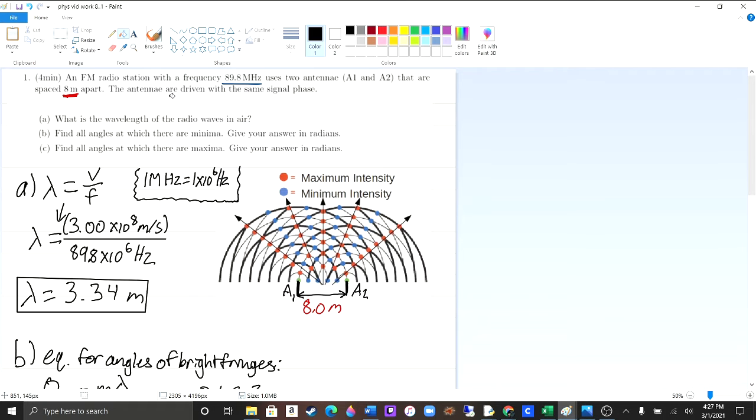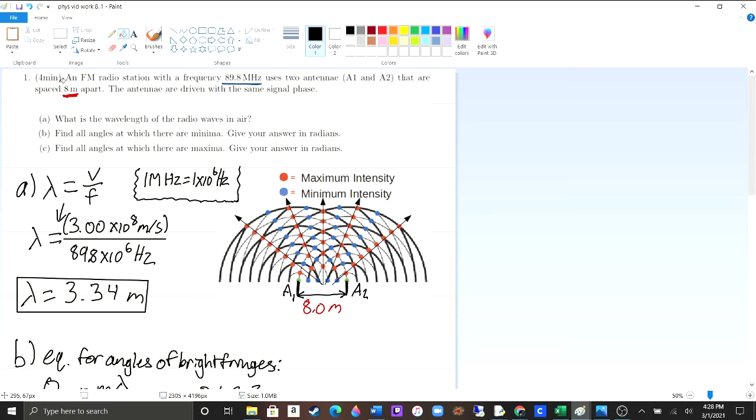So today is going to be problem number 1. And this deals with wave interference. So we're going to be using equations for fringes, so bright fringes and dark fringes.